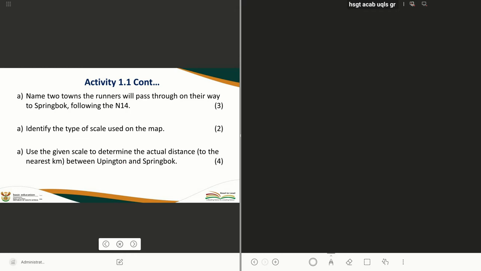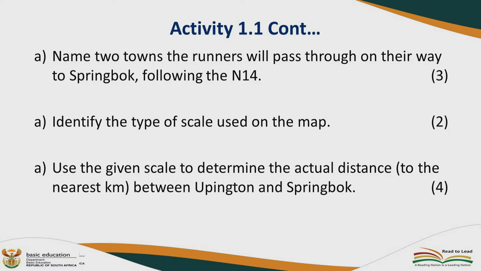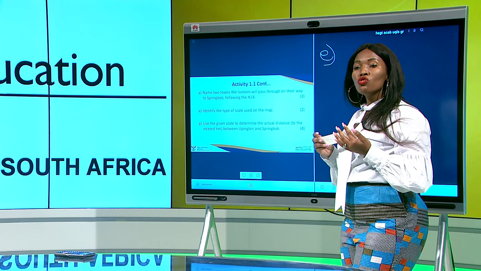And then E. Use the given scale to determine the actual distance to the nearest kilometer between Upington and Springbok. Take note on this question, you are not given any dimensions, but they want you to determine the actual distance between the two places. So this is where your usage of a ruler comes in. Guys, you can never ever afford to go into the exam room without a ruler because you will not be able to answer some of the questions in this section if you do not have your ruler with you.